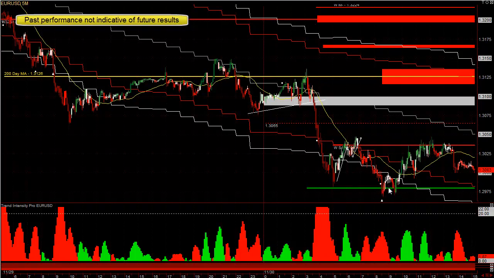Notice it made a double bottom down there with substantially less weakness than before. This is one of our best counter trend methods, and you might have went long right here and caught 25 to 30 pips as it went back up to this resistance sell area.